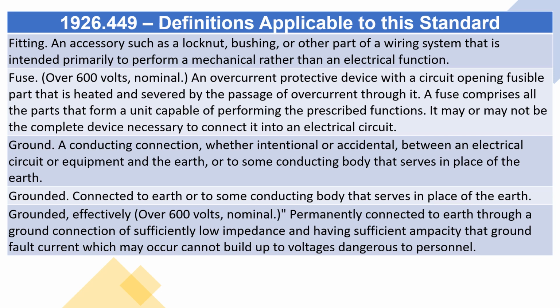Ground. A conducting connection, whether intentional or accidental, between an electrical circuit or equipment and the earth, or to some conducting body that serves in place of the earth. Grounded. Connected to earth or to some conducting body that serves in place of the earth. Grounded, effectively, over 600 volts, nominal. Permanently connected to earth through a ground connection of sufficiently low impedance and having sufficient ampacity that ground fault current which may occur cannot build up to voltages dangerous to personnel.